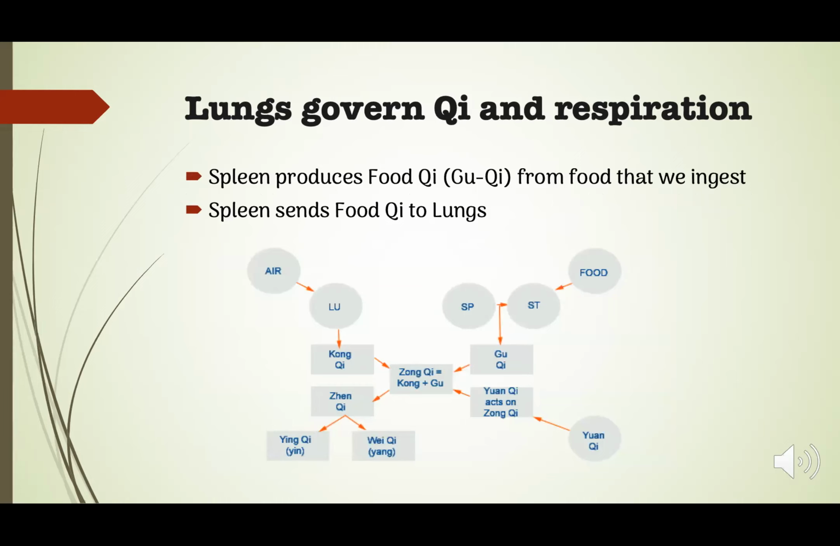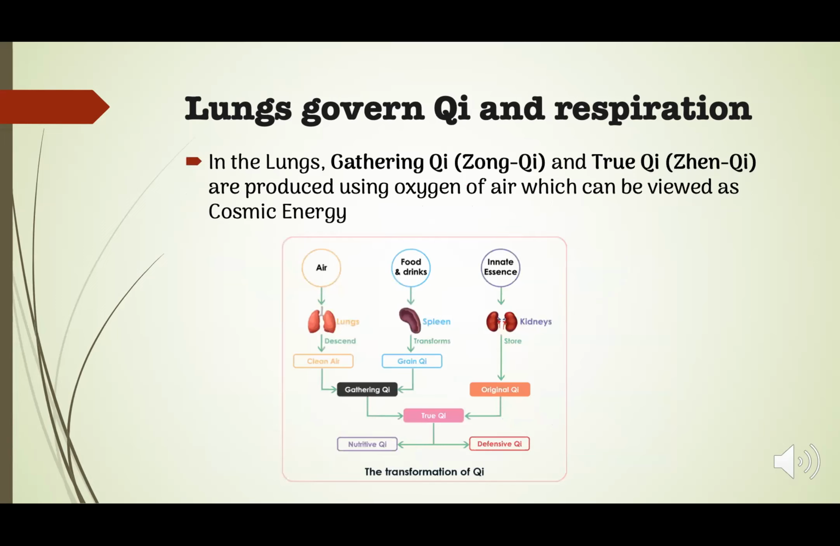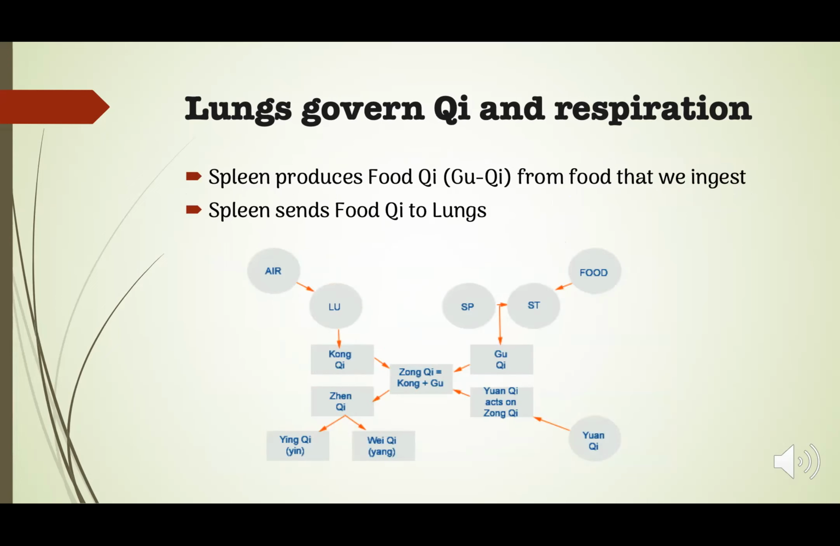The spleen produces food qi or good qi from the food that we ingest. And then the spleen sends the food qi to the lungs. As shown in the diagram, the food that we eat enters the stomach, and together with the spleen, they produce the food qi. After that, the spleen sends the food qi to the lungs.